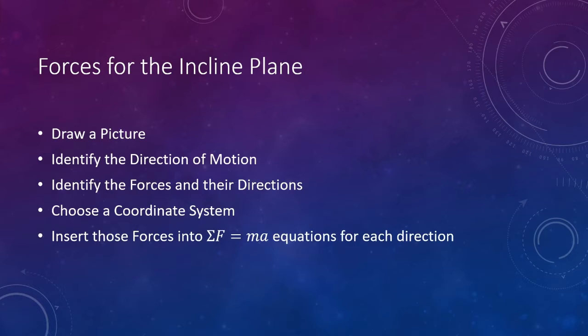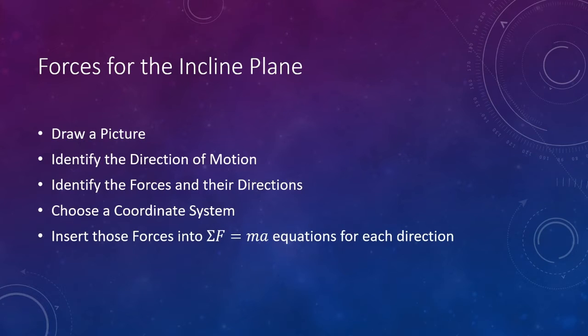So, for example, gravity is always acting downward, friction's always opposing the direction of motion, the normal force is perpendicular to any surface of contact, that sort of thing. And the next one is very important for this inclined plane problem, which is choosing a coordinate system.